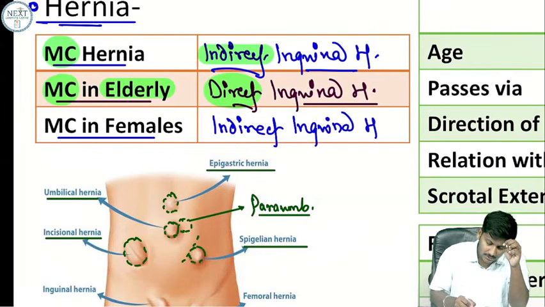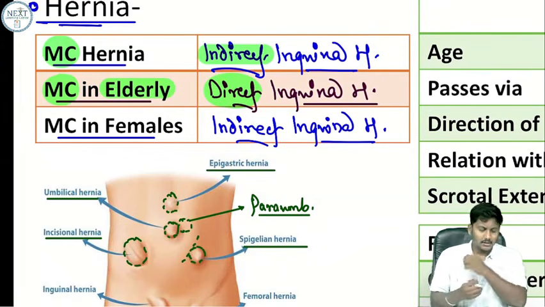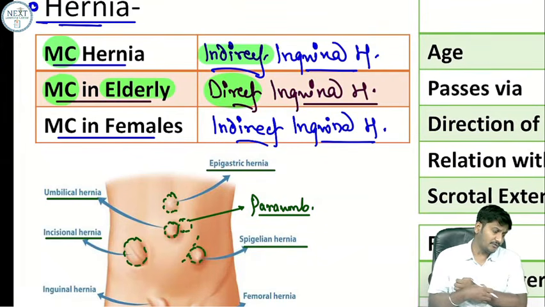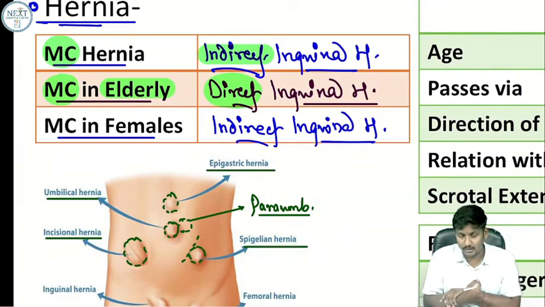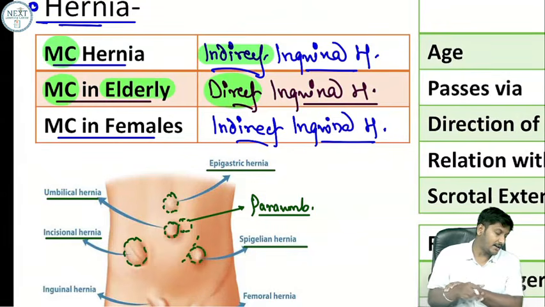Remember this: femoral hernia is 4 times more common in females. If you compare both sexes, femoral hernia is more common in females, but it is not the most common. The most common hernia in females is also an indirect inguinal hernia itself.